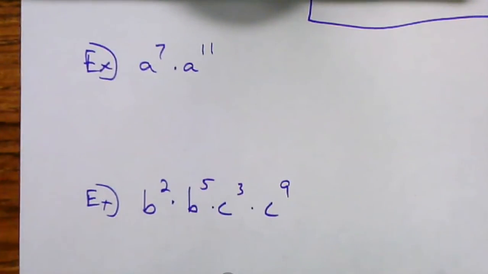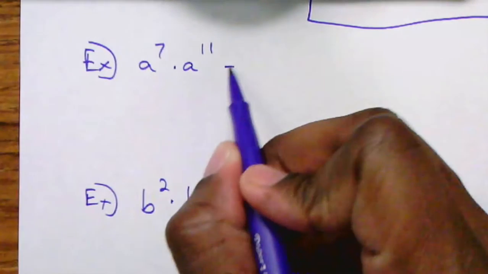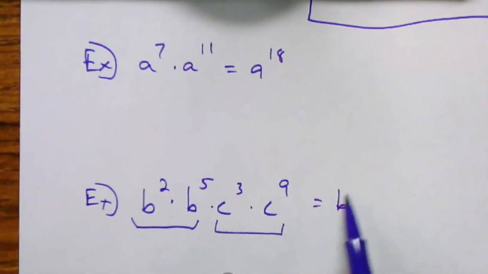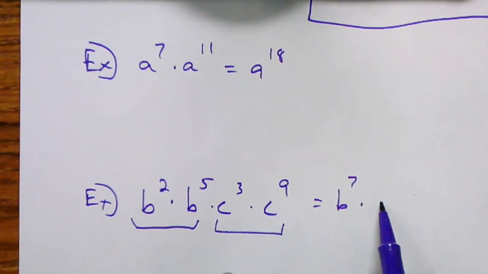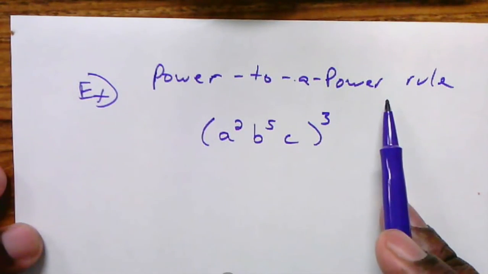In a new example, it says a to the 7th times a to the 11th. Well, you should know this is a to the 18th power. Here, I got b times b squared times b to the 5th, c to the 3rd times c to the 9th. That should give you b to the 7th times c to the 12th. One last example is this. All right, so the first one is our power to a power rule. This is my last example.